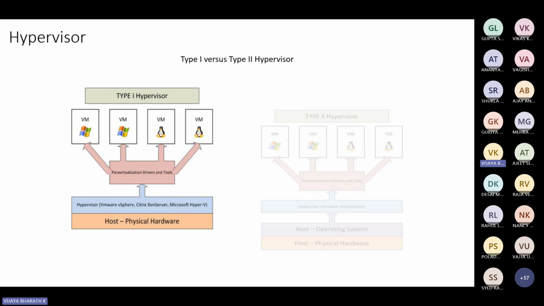And on the right-hand side, which is the type 2 hypervisor, you have a host operating system, be it Windows or Linux. On top of that, you have VMware Workstation or Oracle VirtualBox. On top of that, you run your VMs through the paravirtualization drivers, of course.